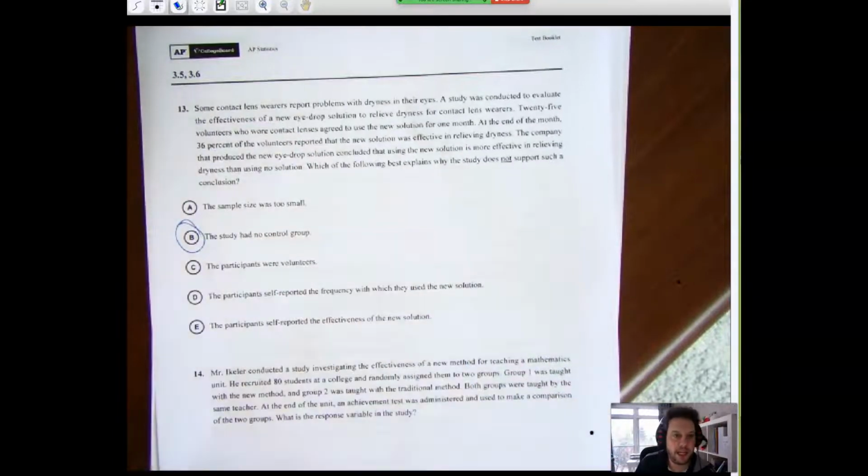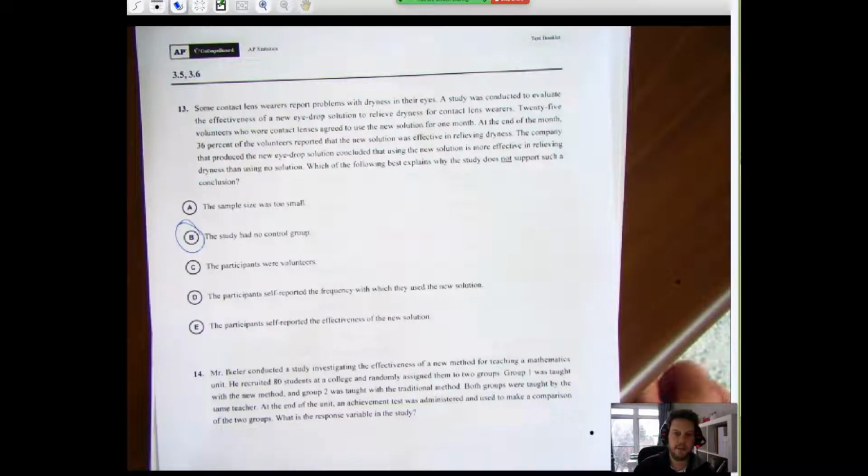13, so contact lens wearers. We're going to try a new eye drop solution. We got 25 volunteers. They're going to use the solution for a month. At the end of the month, 36% of people said the new solution was effective in relieving dryness. The company then claims their solution is better than not using any solution at all.